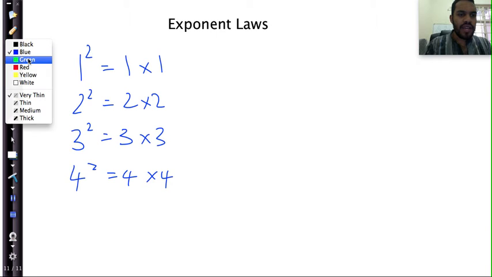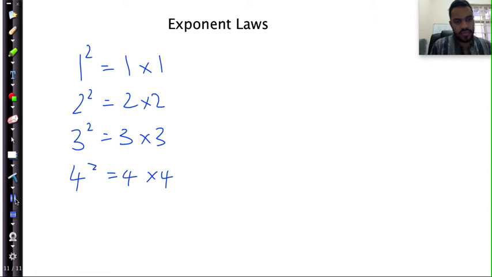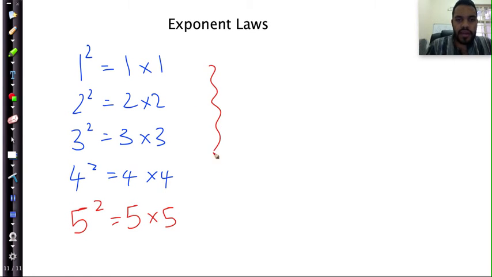Similarly, 5 squared is going to be 5 multiplied by 5. Now, the idea here is this is the number of times you multiply this thing over here.